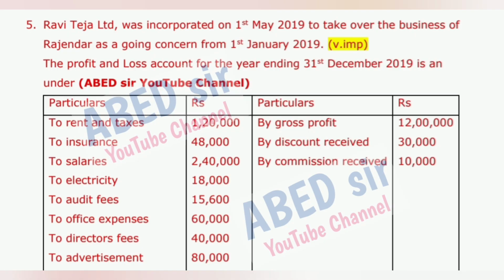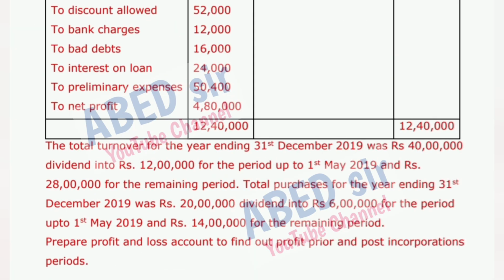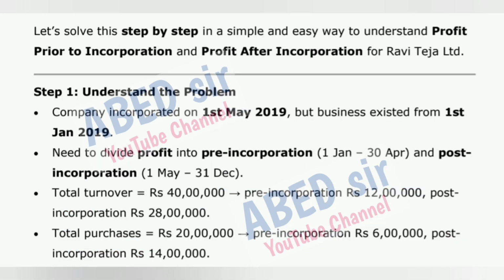Ravi Teja Ltd. was incorporated on 1st May 2019 to take over the business of Rajender as a going concern from 1st January 2019. The profit and loss account for the year ending 31st December 2019 is as under. Prepare profit and loss account to find out profit prior and post incorporation periods. Let's solve this step by step in a simple and easy way to understand profit prior to incorporation and profit after incorporation for Ravi Teja Ltd.